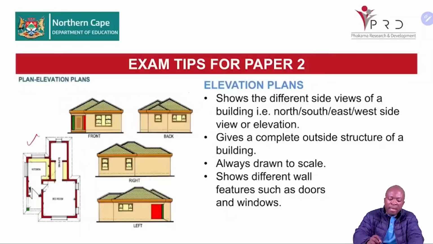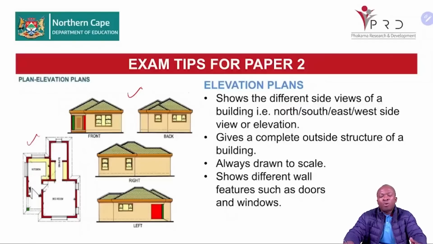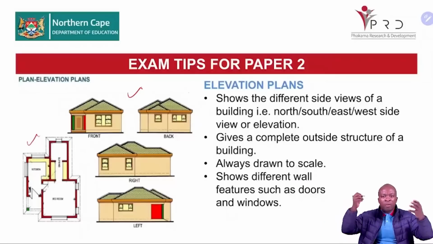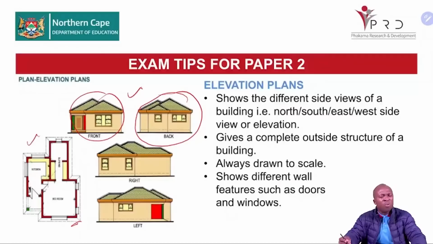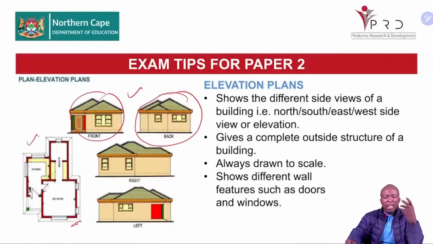You can get the floor plan, then the examiner will also give you the elevation plan. The elevation plan is basically showing you the side view of the building as if it is standing. So elevation is like the building has been lifted. We have the north, south, east, west, or the front, the back, side, and side. The examiner wants to combine the elevations together with the floor plan and ask you questions. The elevations give us the complete structure of the building. They are drawn to scale, and they show different features of the wall.